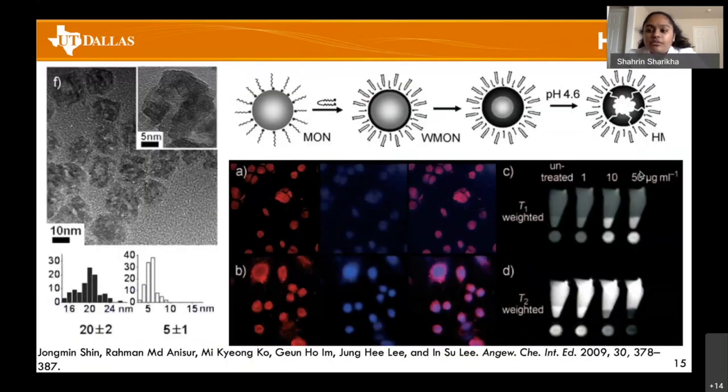So another type of manganese oxide nanoparticle is a hollow one. In this study conducted by Insoo Lee and his co-authors, they were able to come up with a manganese oxide nanoparticle that was hollow on the inside, and they were able to load it with DOX, again, to use. Sharon, sorry, I have a question. Going back to slide 14.